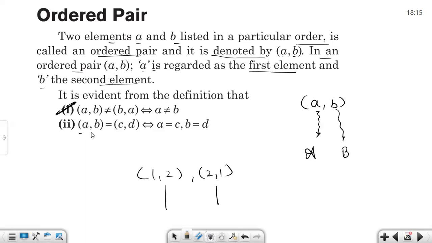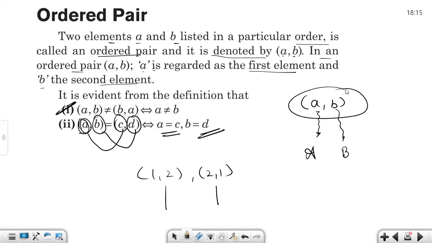And the second thing is, if two ordered pairs (a, b) and (c, d) are equal, then this particular value will be equal to this particular value, and this value will be equal to this one. So a equals c, b equals d. Is that clear about ordered pairs? What is an ordered pair? So this is an ordered pair.